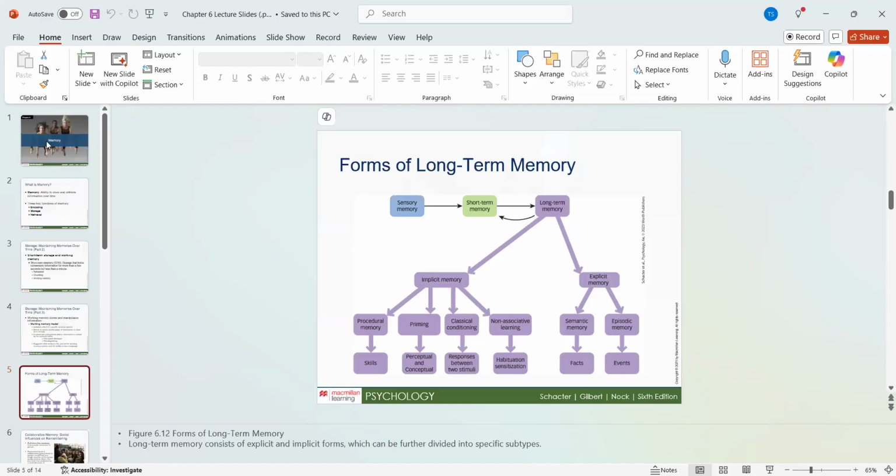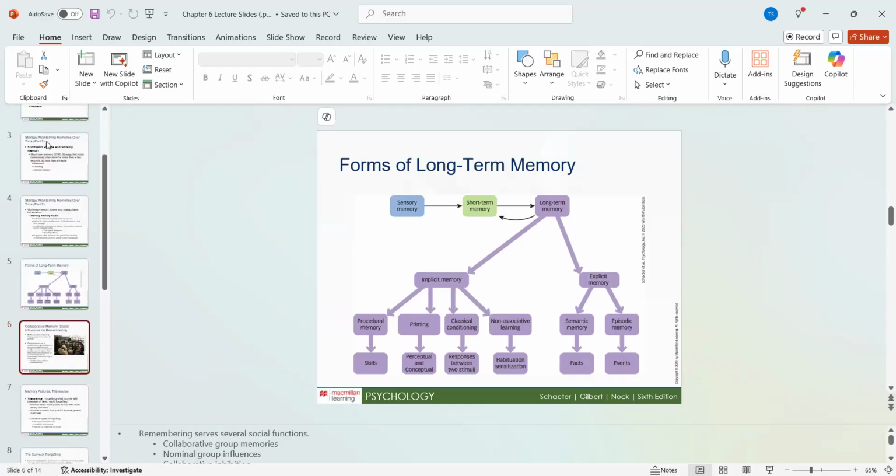So implicit memories are things that you clearly remember because you engage in them in everyday life, but you may not necessarily know how to describe how you know them. Explicit memory is the exact opposite. You are able to consciously recall and consciously describe.